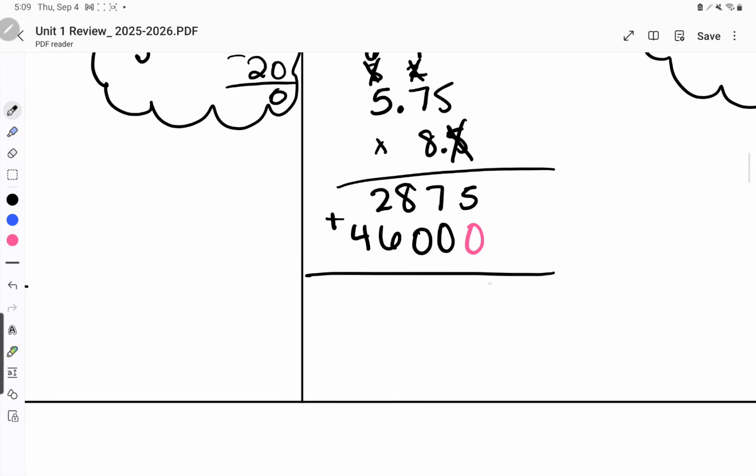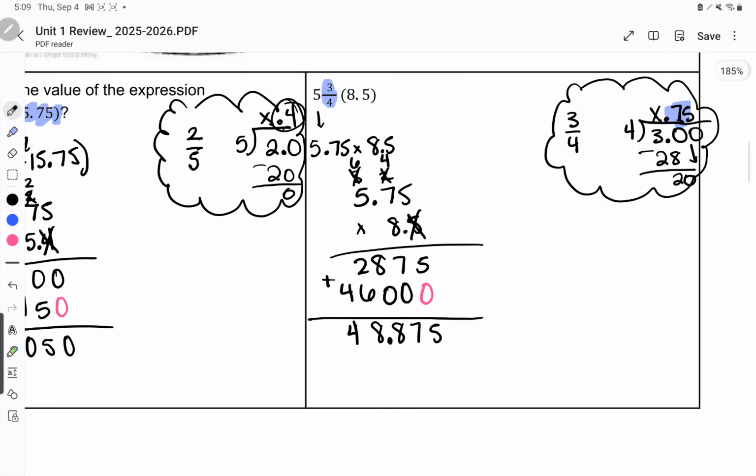Add it all together. 5 plus 0 is 5. 7 plus 0 is 7. 8 plus 0 is 8. 2 plus 6 is 8. And then 4 plus nothing is 4. We have 1, 2, 3 decimal places. So we will have 1, 2, 3 decimal places. That was a positive times a positive, so it just stays a positive.